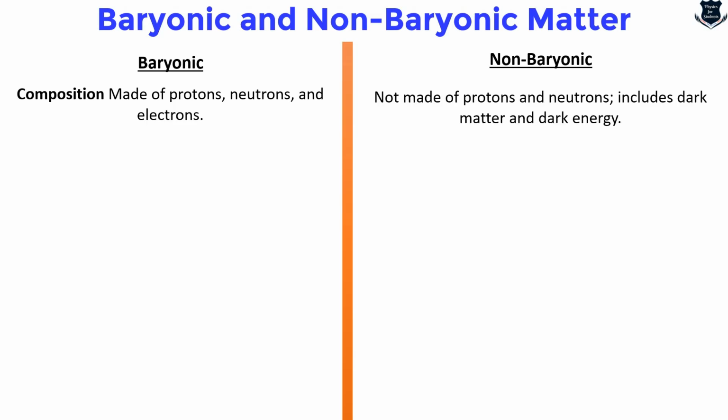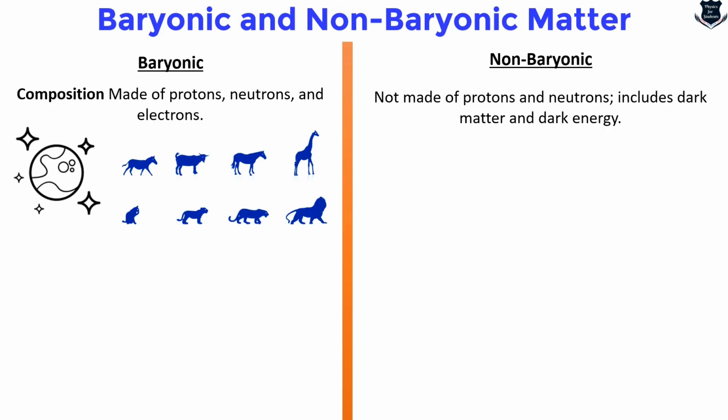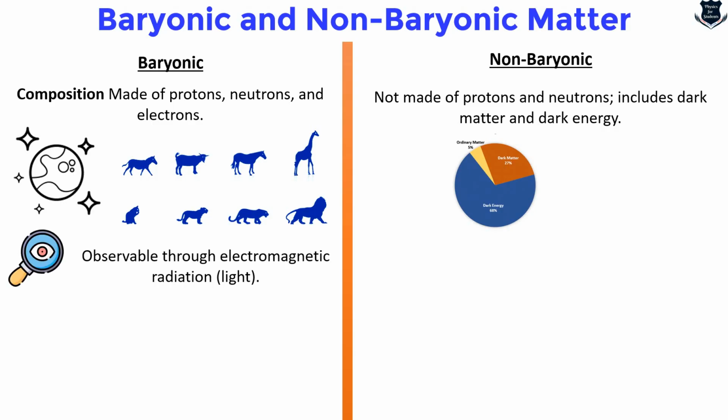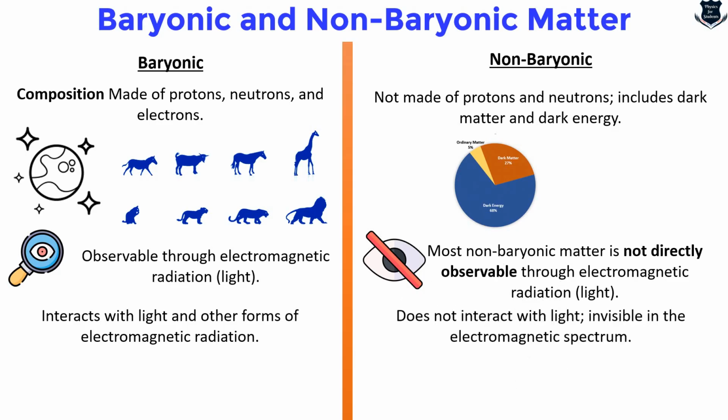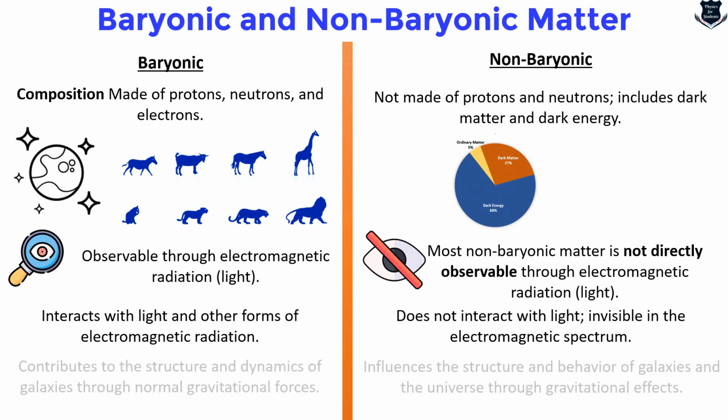So what is the relationship between them? Baryonic matter actually consists of protons, neutrons, and non-baryonic matter is not made of that. So what do you see? The kangaroo, the lion, the horse, the tiger, and everything around us, the planets, stars, galaxies, they are baryonic matter. And non-baryonic matter is something like this, which consists of dark matter, dark energy, not the ordinary matter. Baryonic matter is observable definitely, but non-baryonic matter is not directly observable through electromagnetic radiation. The baryonic matter interacts with light and other forms of radiation. That is why it is visible, and here it does not interact.